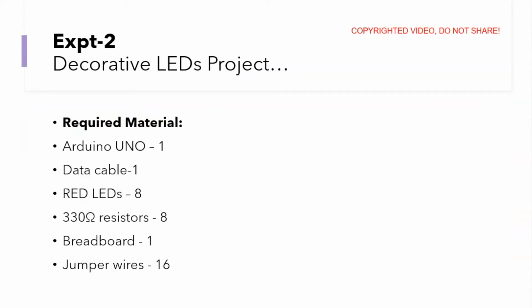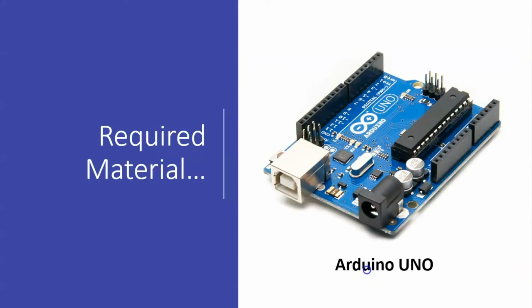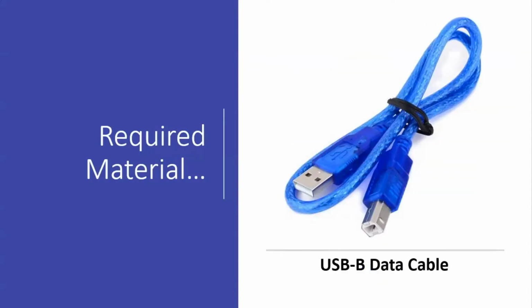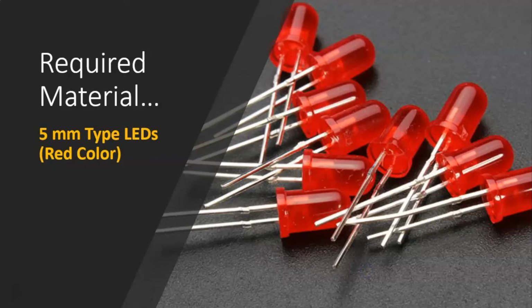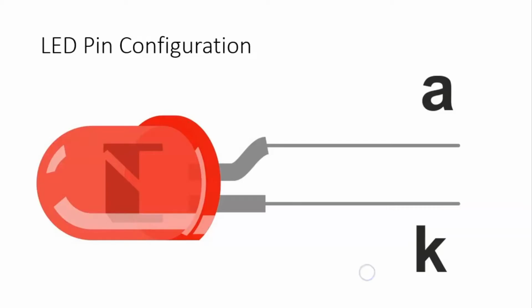So experiment number 2, what material you will require? Arduino Uno board, then data cable, red LEDs, 330 ohm resistors, breadboard and jumper wires. Let us see one by one. Arduino Uno board, then the data cable, then the LEDs. I preferably recommend you to use red LEDs.